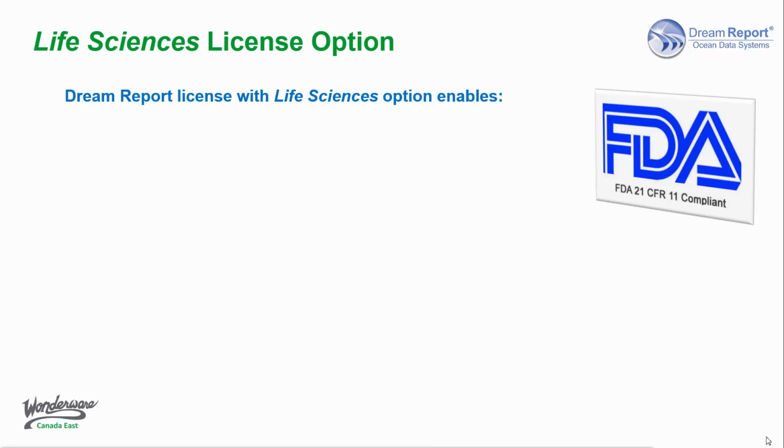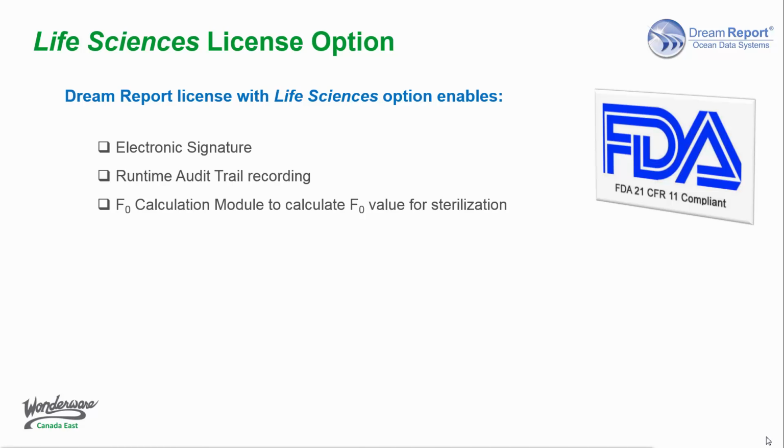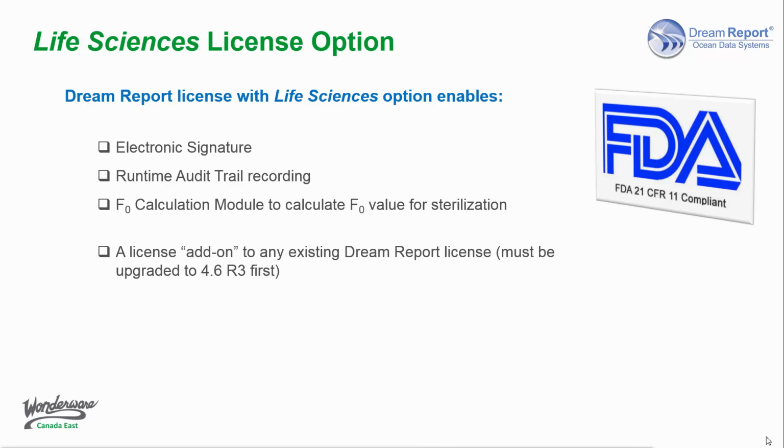The Life Sciences add-on option to any Dream Report license is targeted at life sciences and pharmaceutical customers, but is also a great addition to reporting applications in any highly regulated industry. This option includes the electronic signature module, the ability to perform a runtime audit trail for recording all user actions at runtime, and the F-sub-zero calculation module, which is a sterilization calculation used in many life sciences and food processing applications.